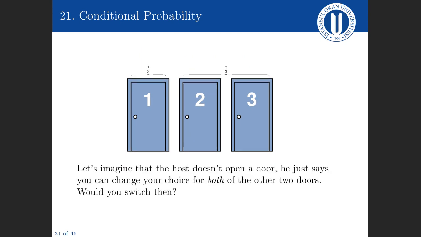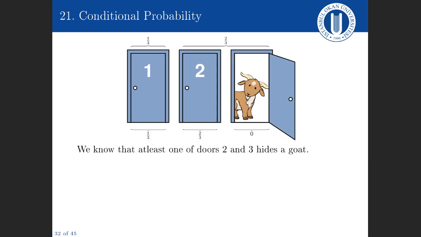Now let's imagine that the host doesn't open the door. Let's suppose instead the host says, you can change your choice and instead of door number one, you can have both door number two and door number three. Would you change then? Would you swap door one for door two and door three? And yes, I think you would because you know that you're getting two doors instead of one, so you get two chances of winning instead of one chance of winning.